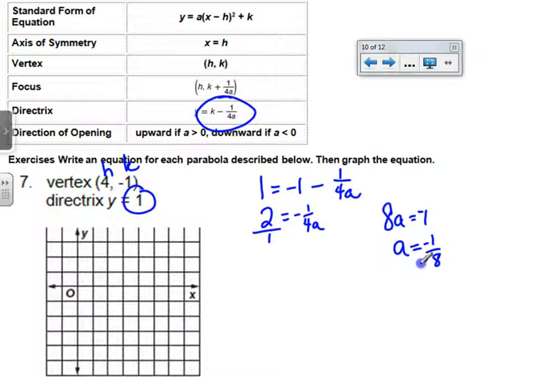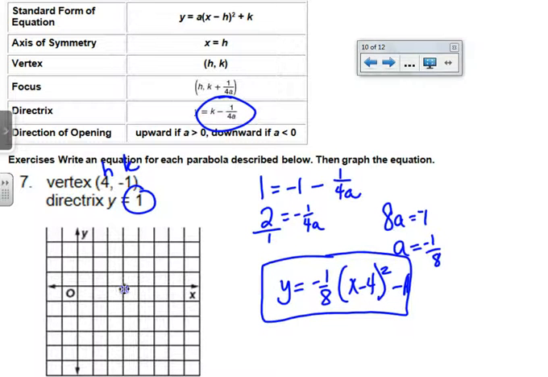Oh, I just realized I hadn't been graphing any of those questions. I'm going to assume that you guys can graph beautifully. So y equals negative 1/8, parenthesis, x minus the h, which is a 4, squared, and then plus k would be a minus 1 for this question.